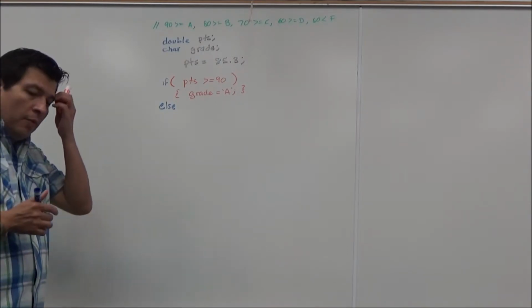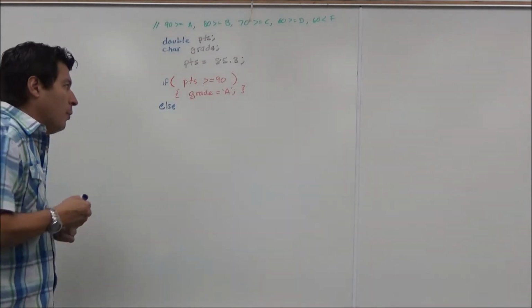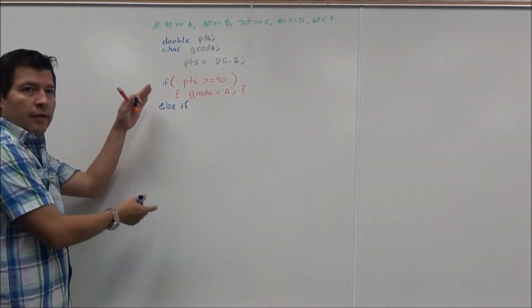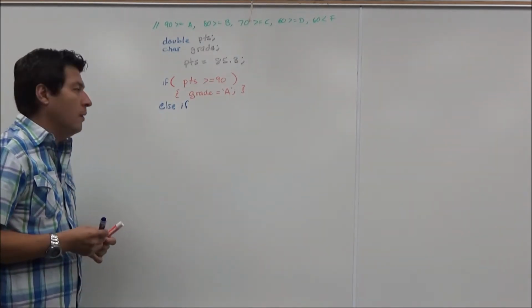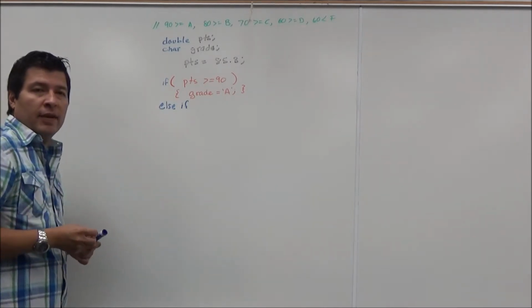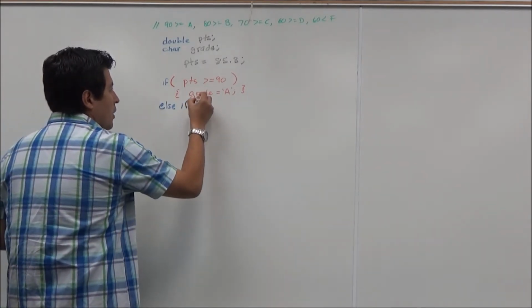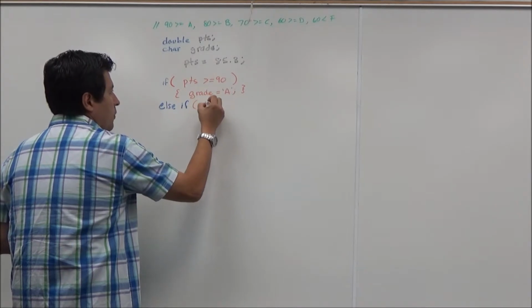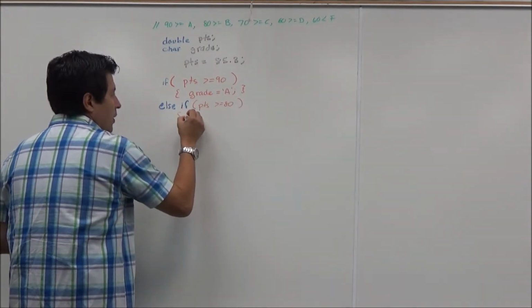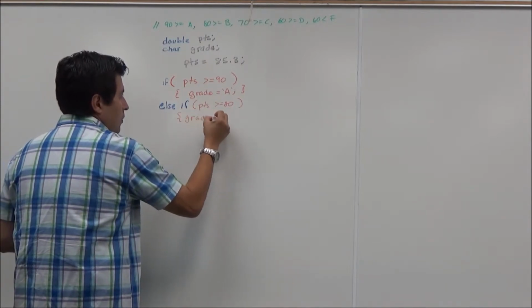So I'm going to make this simpler. I'm going to make an else if here. You can put the else in the curly brackets and have a bunch of if statements inside, or you can just have them in the same line. And the next thing you compare is whether points is greater or equal than 80, right? If that's the case, you get a B.